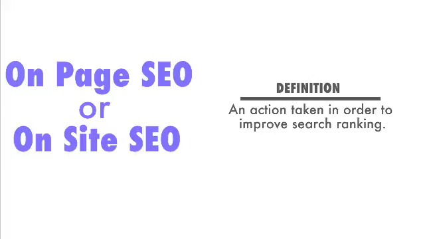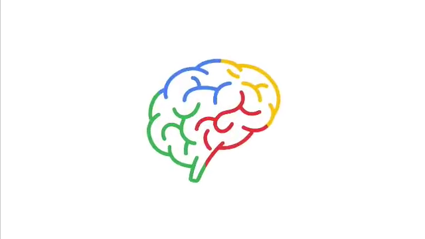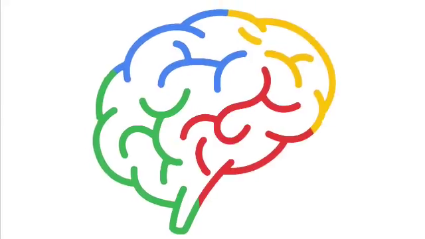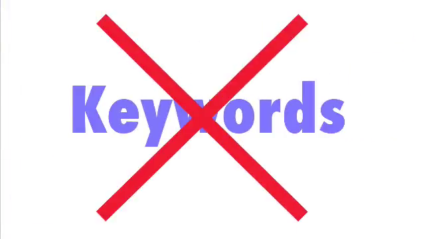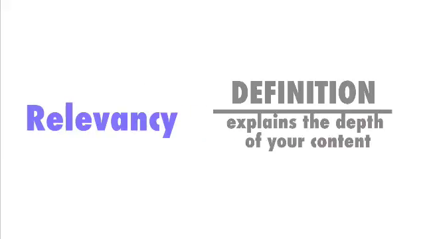The Google algorithm continues to become more intelligent. Long gone are the days when you can simply stuff keywords into an article and instantly rank pages of your website. Now, more than ever, Google is paying attention to the relevancy of your website. Relevancy is a term that explains the depth of your content. In other words, how comprehensive are the topics discussed on the site?